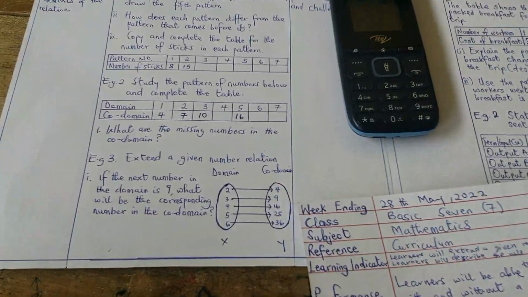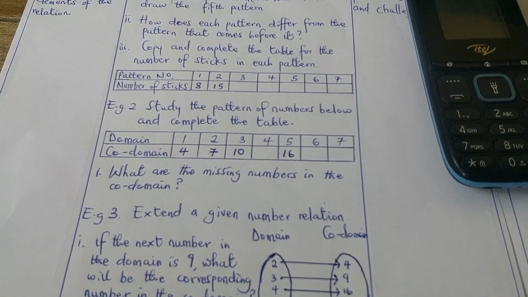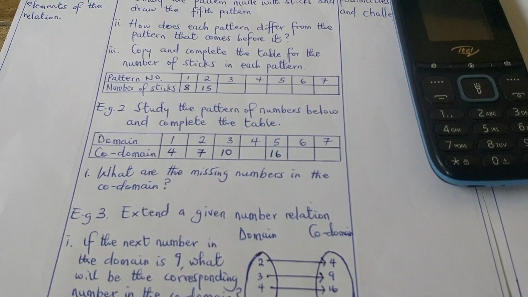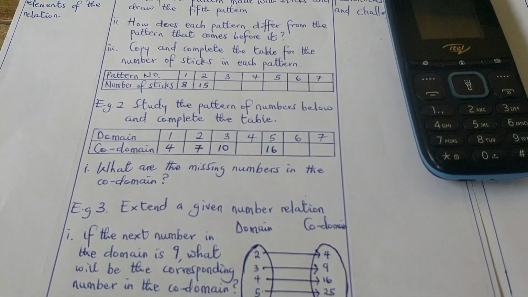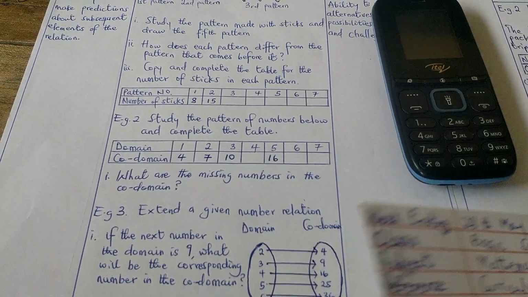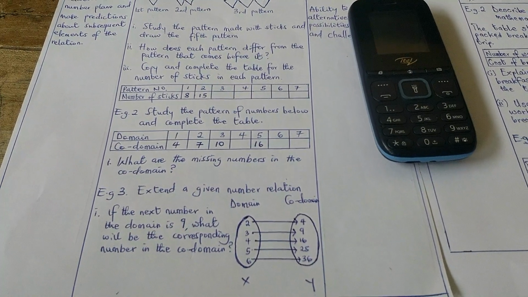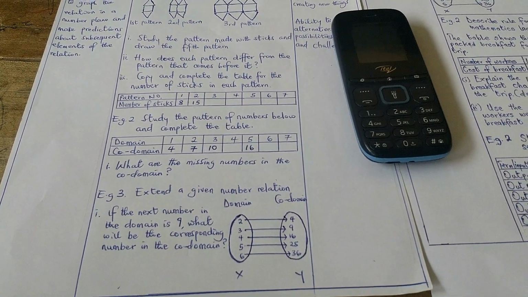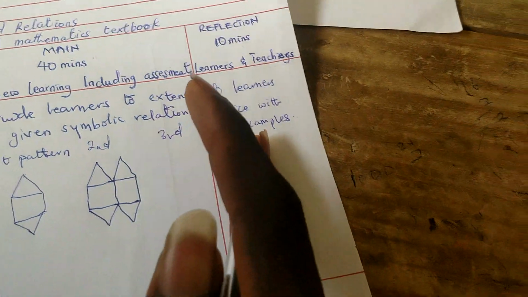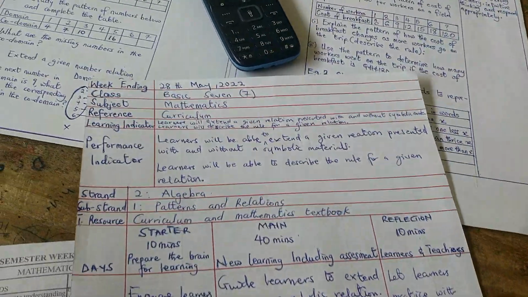Now, how will I get the next one? The next one, you come here, they've written example 2. Study the pattern of numbers below and complete the table. And complete the what? The table. So we can say we are going to guide learners to study patterns of table and complete it. Or we can say guide learners to study pattern of numbers and complete a table.